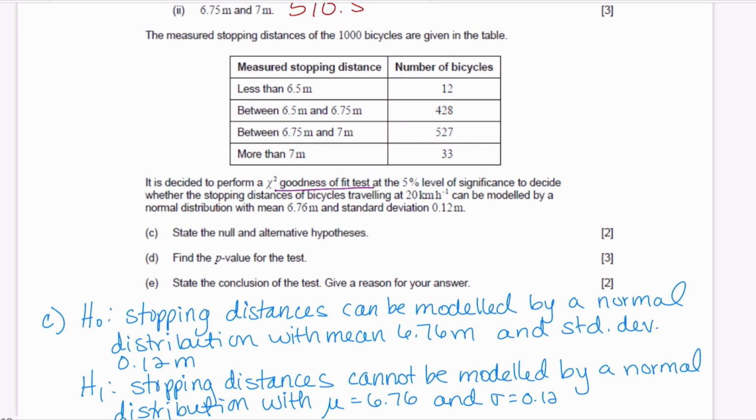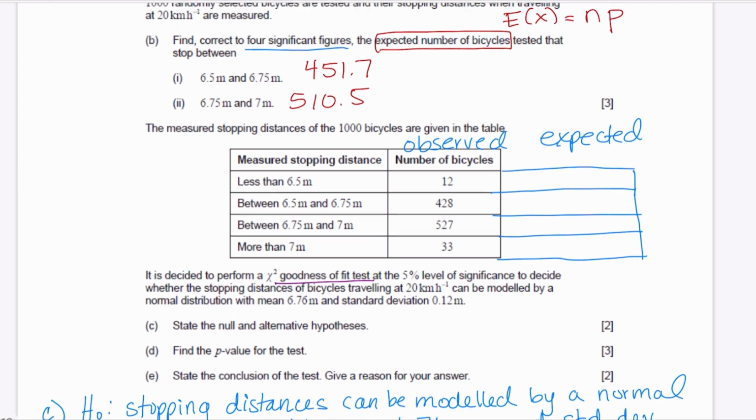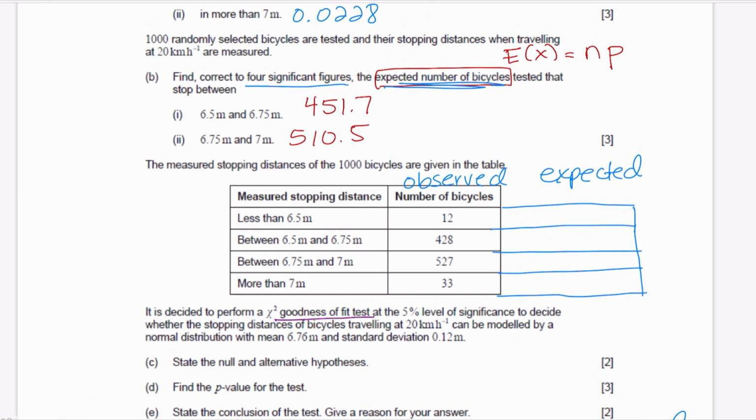We need to figure out, these are the observed frequencies. We have to figure out what are the expected frequencies. So the expected frequencies, number of bicycles, this data is going to come from the problem. Unlike the previous one that we did, where all of the answers were exactly the same, we have to stop and think about what we just found previously. It says the expected number of bicycles between 6.5 and 6.75 was 451.7, 510.5, and then less than 6.5.